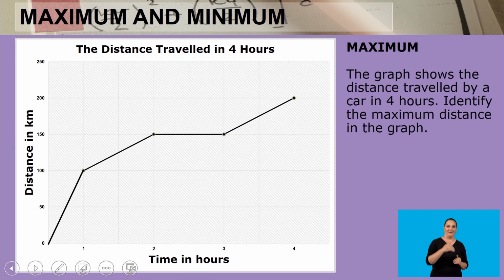Let's look at another example. Now, this graph shows the distance traveled by a car in 4 hours. Identify the maximum distance. So in this graph, we are looking for the maximum distance, or the highest distance that was covered by this car. Can you see which distance that is? Yes, there is the maximum distance, which was a distance of 200 kilometers, as we are shown there that the distance is covered in kilometers. So that was the highest distance that was traveled by this car.